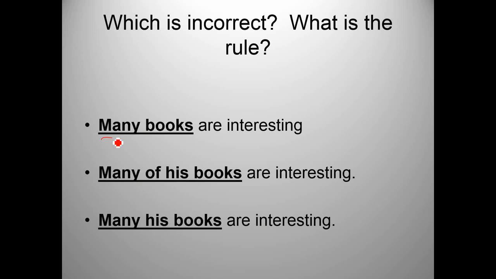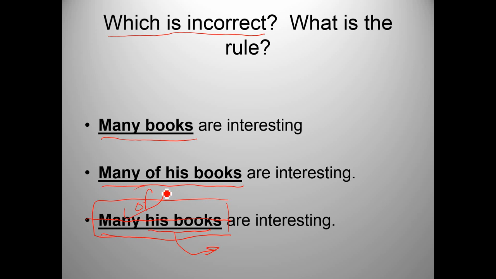Look here. Many books are interesting. Many of his books are interesting. Many his books are interesting. Which is incorrect? Did you guess the third one? Yes, that one is wrong, because when I say his books, then it's specific, so I need to use of. In the first sentence, I'm speaking of many books. That's general, so of is not necessary.